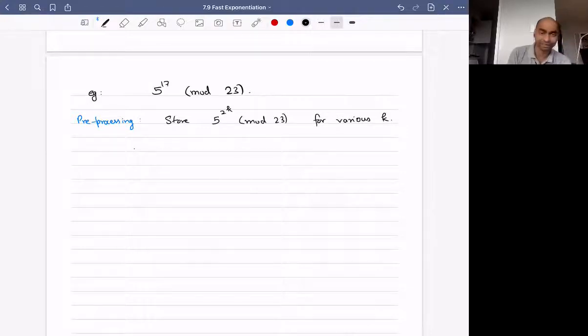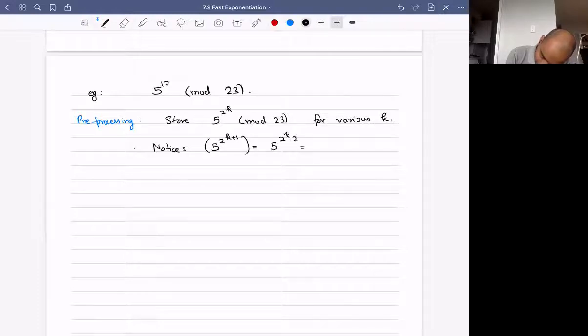And how do I do that? Here is another trick that I'm going to use that will make this process very fast. Notice that 5 to the 2 to the k plus 1 is nothing but 5 to the 2 to the k times 2, which is nothing but 5 to the 2 to the k whole squared. So 5 to the 2 to the k plus 1 is 5 to the 2 to the k whole squared.